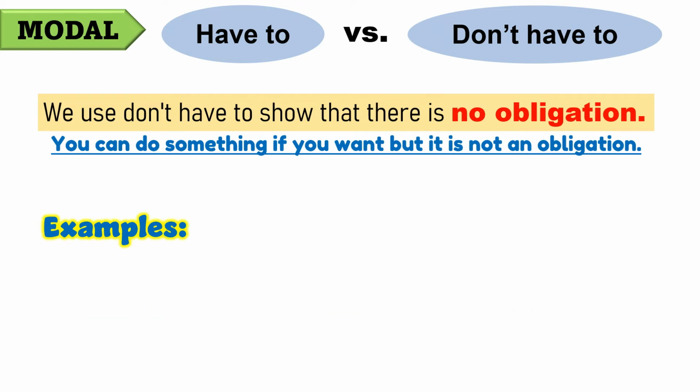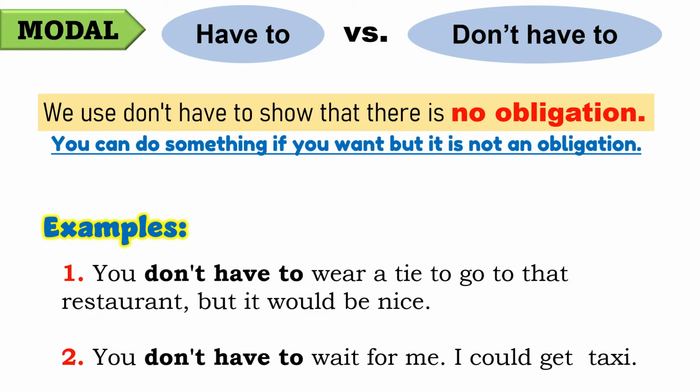Here are other examples. You don't have to wear a tie to go to that restaurant, but it would be nice. You don't have to wait for me. I could get a taxi.